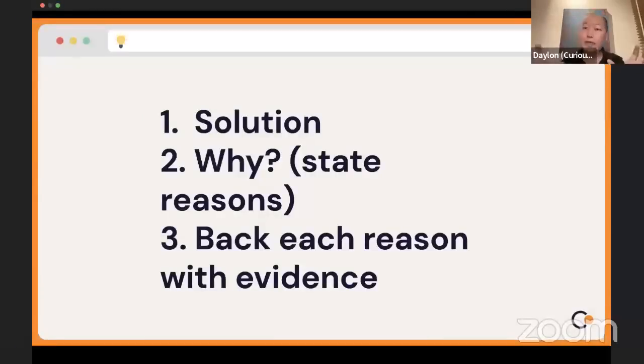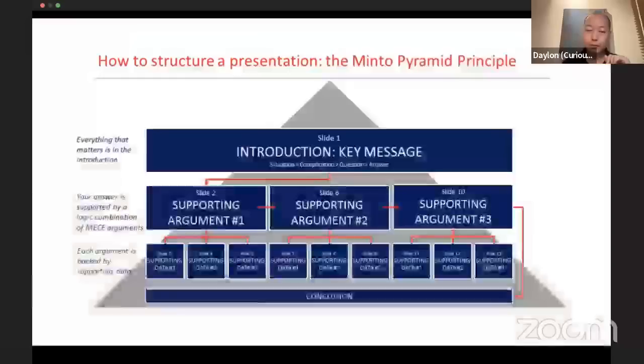And it's very, very data driven. So for people who love data, you're presenting to people who love data and love to understand the evidence behind what you're doing. This is also a very good way to present your solution.